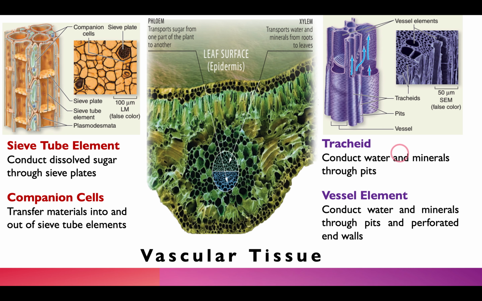Unlike the water-conducting cells of xylem, the sugar-conducting cells of the phloem are alive at functional maturity. Nutrients are transported through sieve tubes, accompanied by a non-conducting cell called a companion cell.